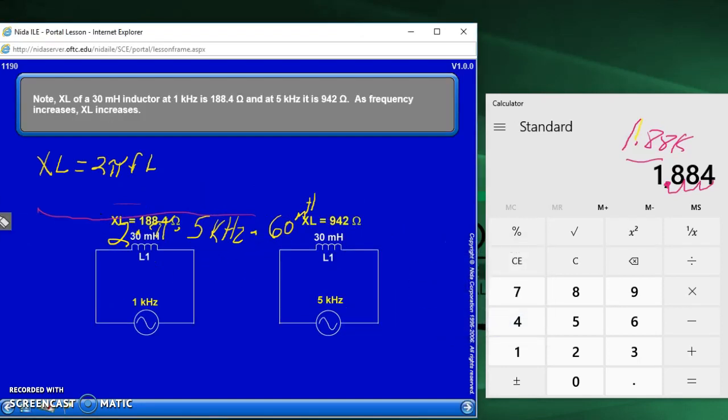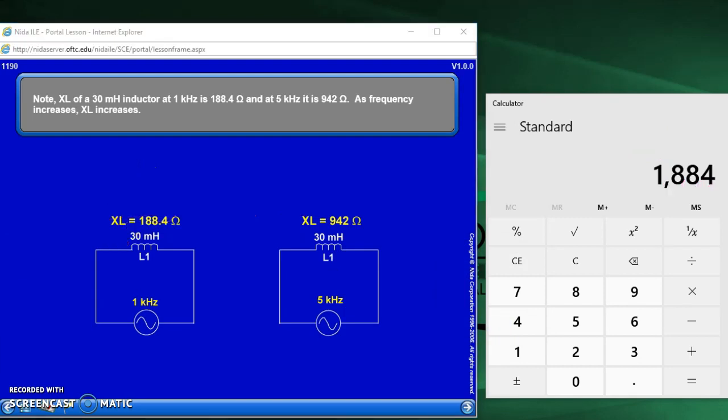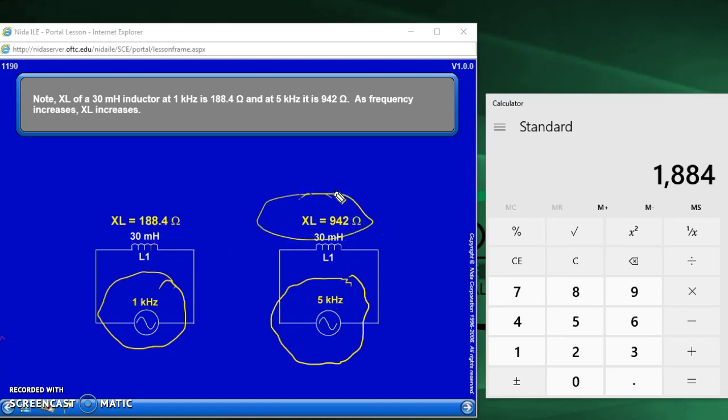So I'm going to clear the screen, and we're going to see what else the world has to offer. So this is a different example here. This is just showing you the relationship of frequency to our X of L. As we increase frequency, our X of L goes up. And not hard to see that at 1 kilohertz, X of L is 188.4 ohms, with everything staying the same, 30 millihenry, and of course 2 and pi are constants. So if we increase frequency, we increase X of L, and it is directly proportional.